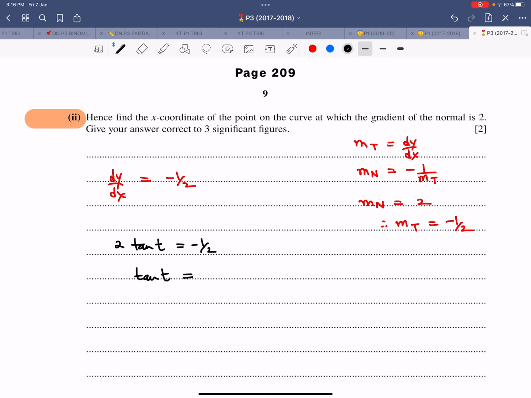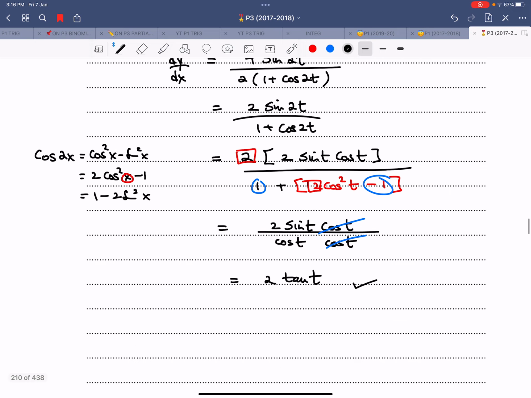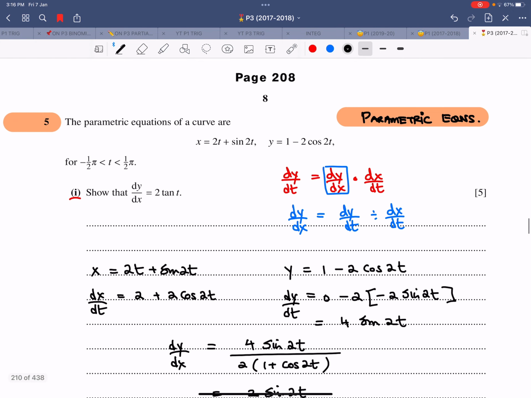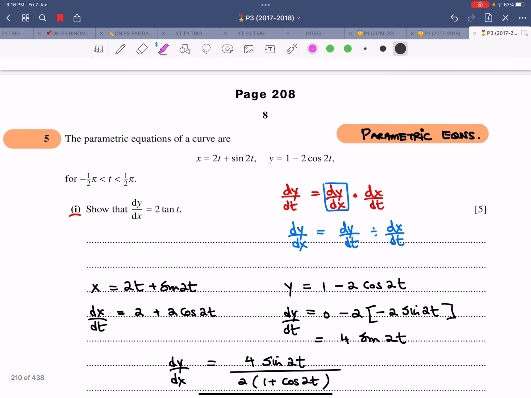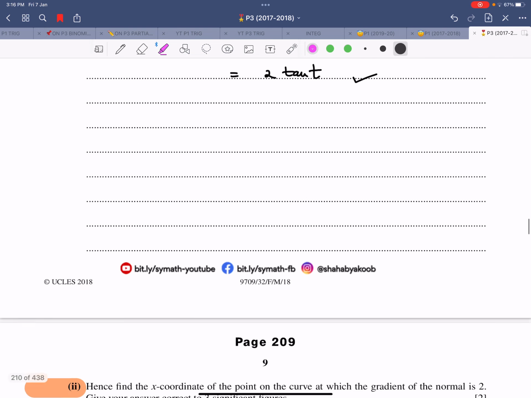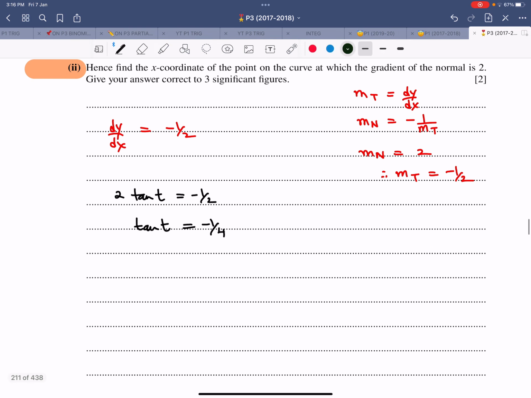Therefore, tangent t is equal to negative 1/4. Now, whenever there is a question of trigonometry, there should be a range. This is that range that I'm talking about. The angle t should lie between negative pi by 2 and positive pi by 2. So that means there are 2 options.